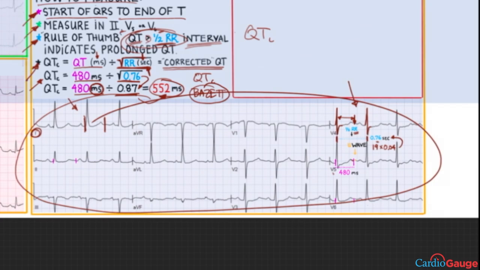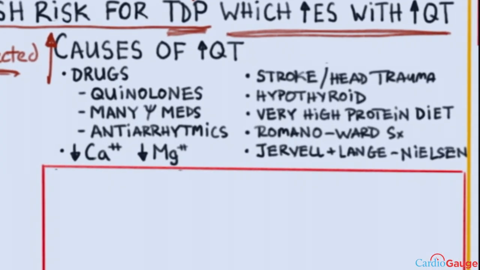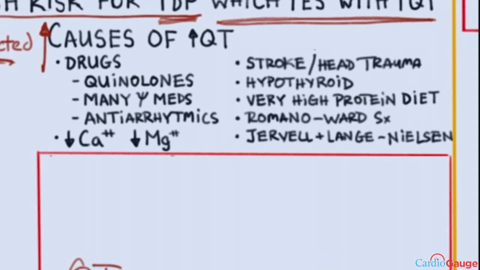And the computer's usually pretty decent at it, but I always verify it with the eyeball by doing the rule of thumb. If I'm thinking the QT interval is prolonged, and then if it is, then I start paying more attention to calculating it myself, which is pretty unusual, frankly, for me to calculate my own QT interval. This is an important part of QT interval, talking about the causes, because when you see it, then you might need to do something.